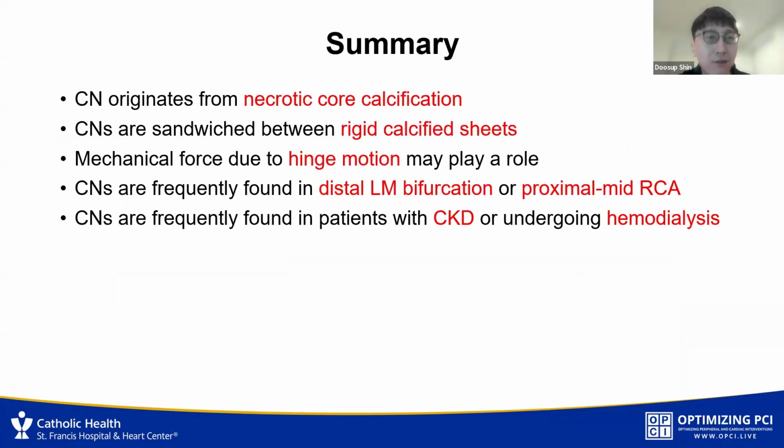So in summary, calcified nodule originates from necrotic core calcification without significant collagen. However, it's sandwiched between rigid calcified sheets with a lot of collagen. Mechanical force due to hinge motion may play a role in the development of calcified nodule. And calcified nodules are frequently found in the distal left main bifurcation or proximal to mid RCA. And they're also frequently found in patients with CKD or undergoing hemodialysis.